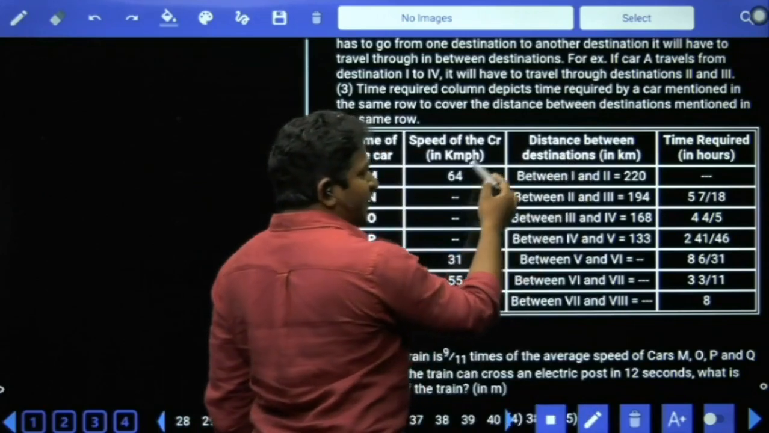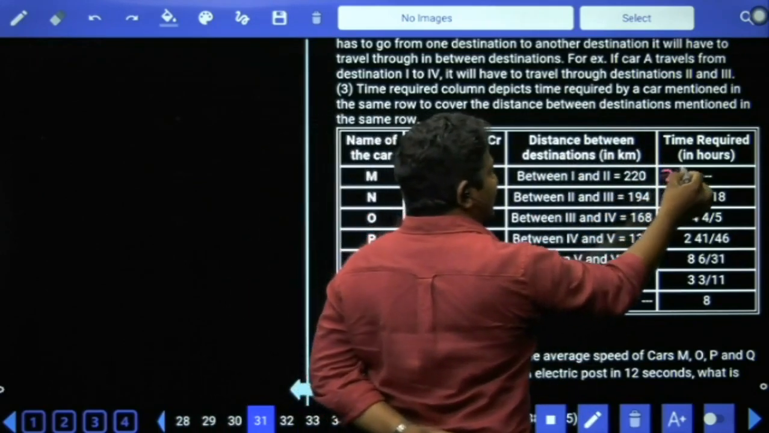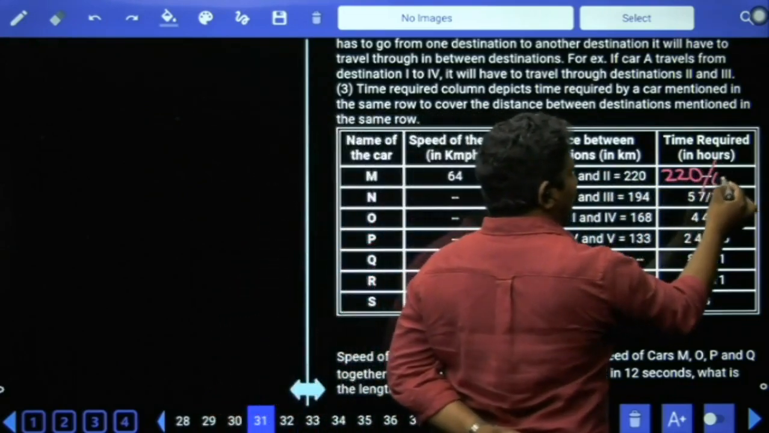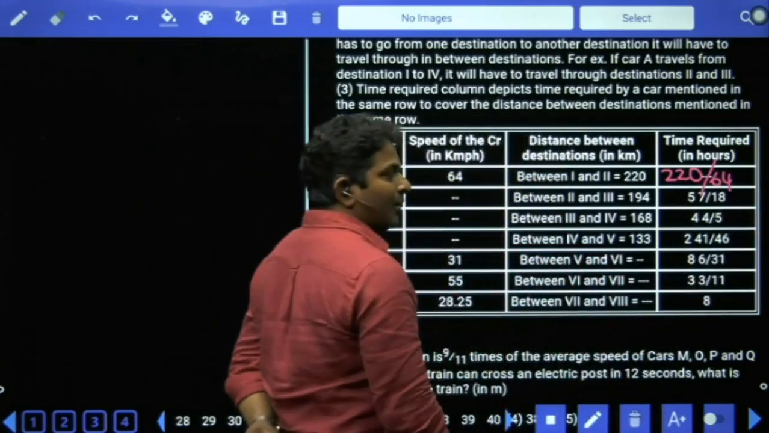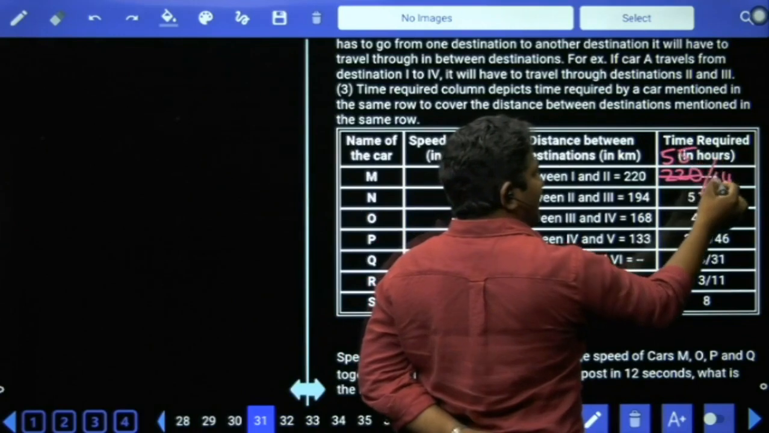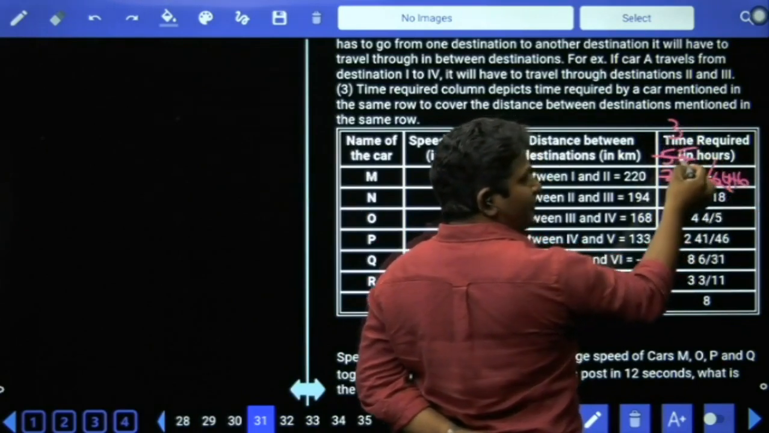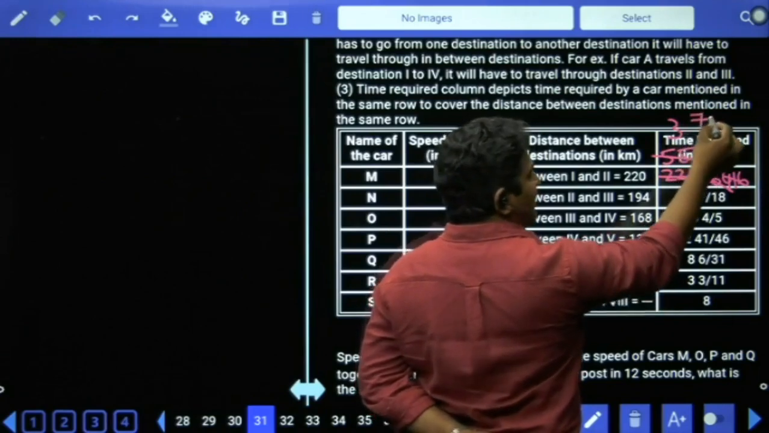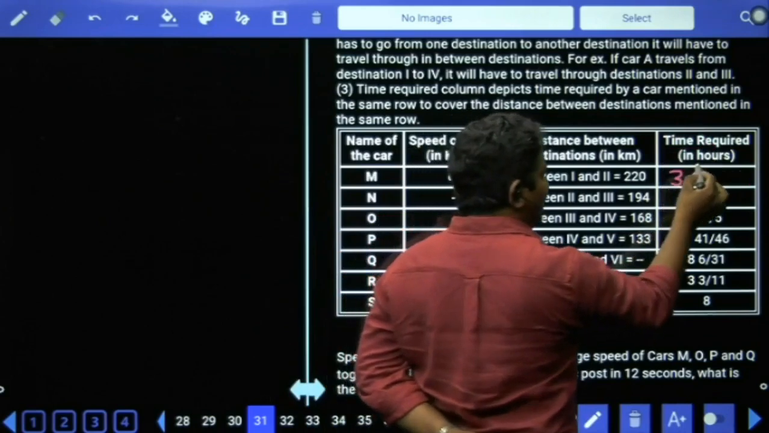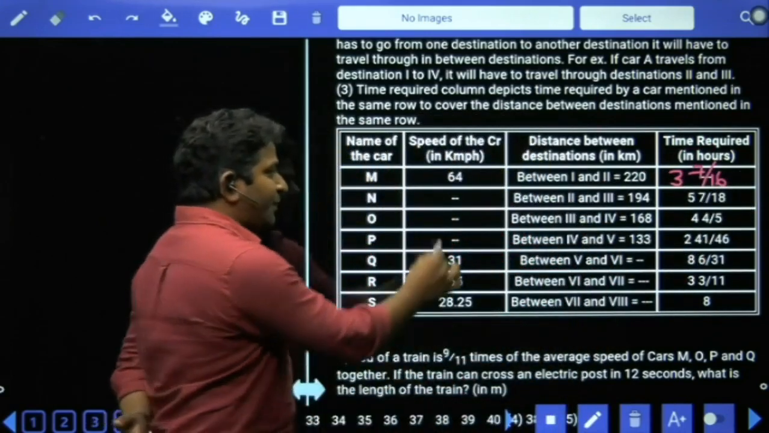Distance D is equal to speed into time. Here time is missing. How to calculate time? Distance covered in that particular row divided by the speed mentioned, that was 64. Now 4 5 5 times, 4 16 times, 16 3s are 48, 7 remainder by 16. So 3 7 by 16 is the final value.